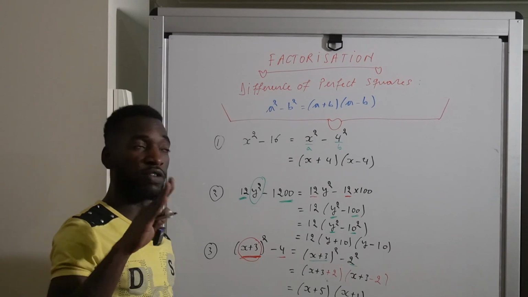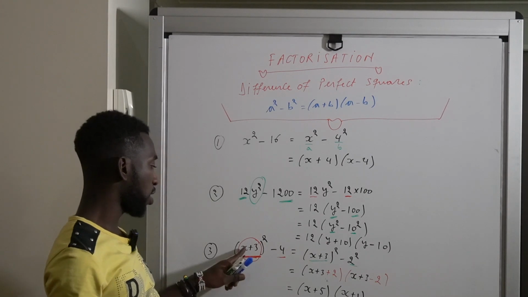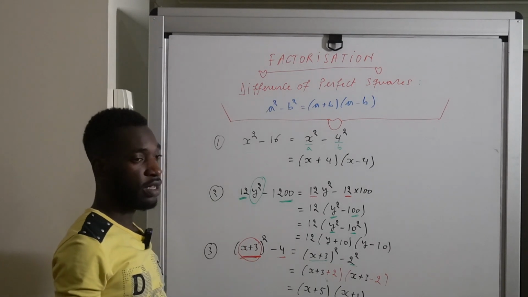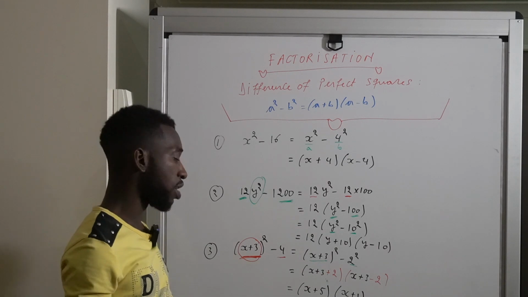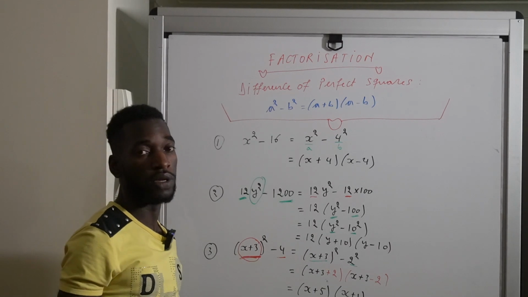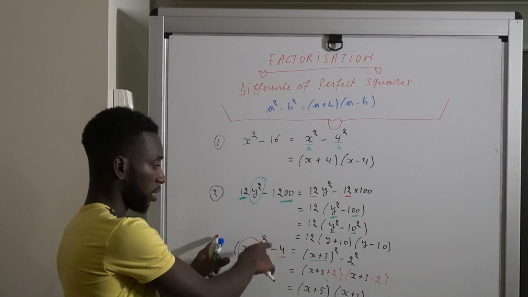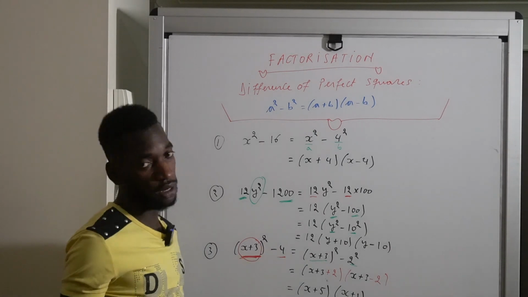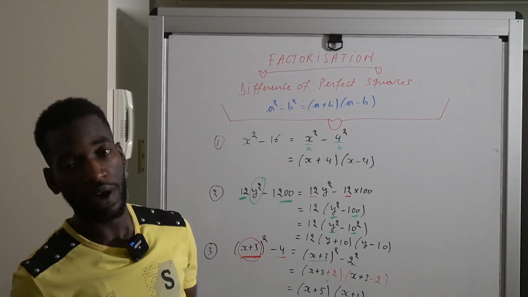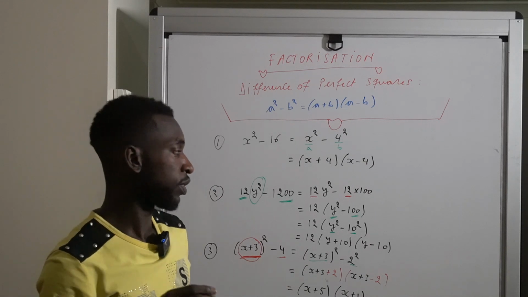And remember, a could be anything, as we just saw here. Here a was x plus 3. It's not just x by itself or 3 by itself. No, it's whatever is under the brackets to be squared. That's the value of a, right? A could be anything.